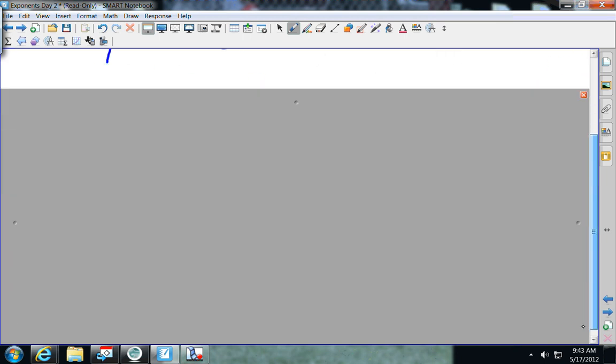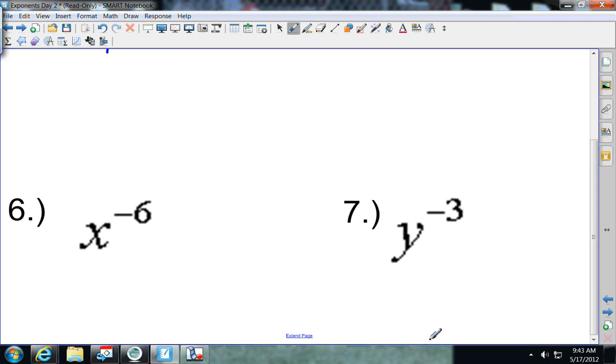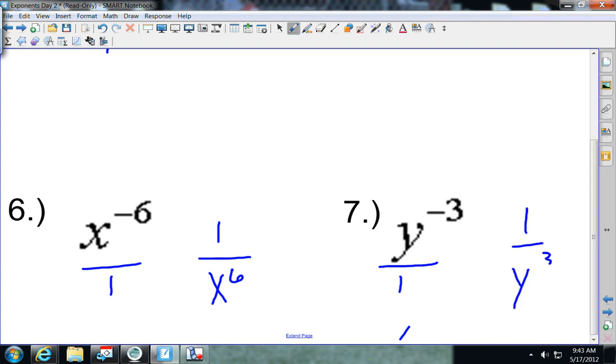Let's see on these next ones here. Write those two with positive exponents, please. I know that this is over 1. So if I flip this over, I get 1 over x to the 6th. Number 7 right here. Again, it's over 1. Flip it over. 1 over y to the 3rd. All you're doing is flipping it over to make it a positive exponent.